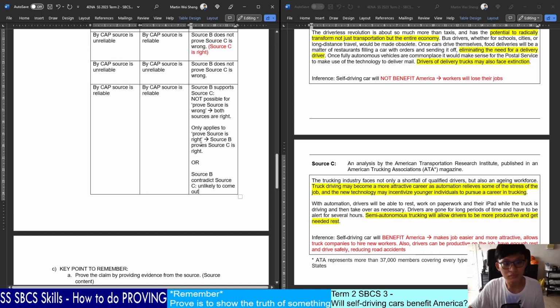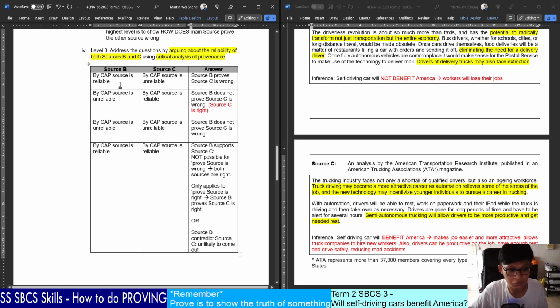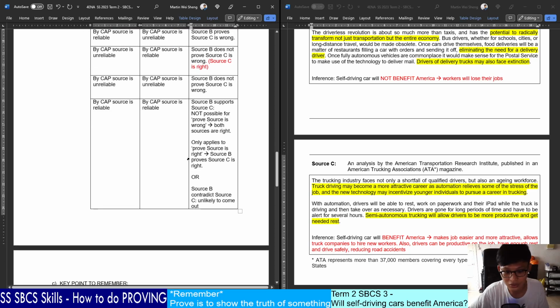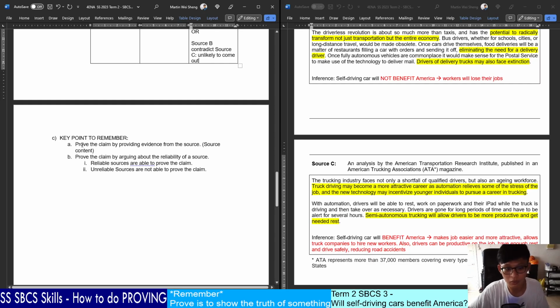So over here I've come to the end of how to answer proving questions. This is all the thought process you have to take, how you analyze the different sources and so on. To sum up everything I've gone through, the key point to remember is that you have to prove the claim by providing evidence from the sources. This is your source content level. Then ultimately you also have to prove the claim by arguing about the reliability of a source.